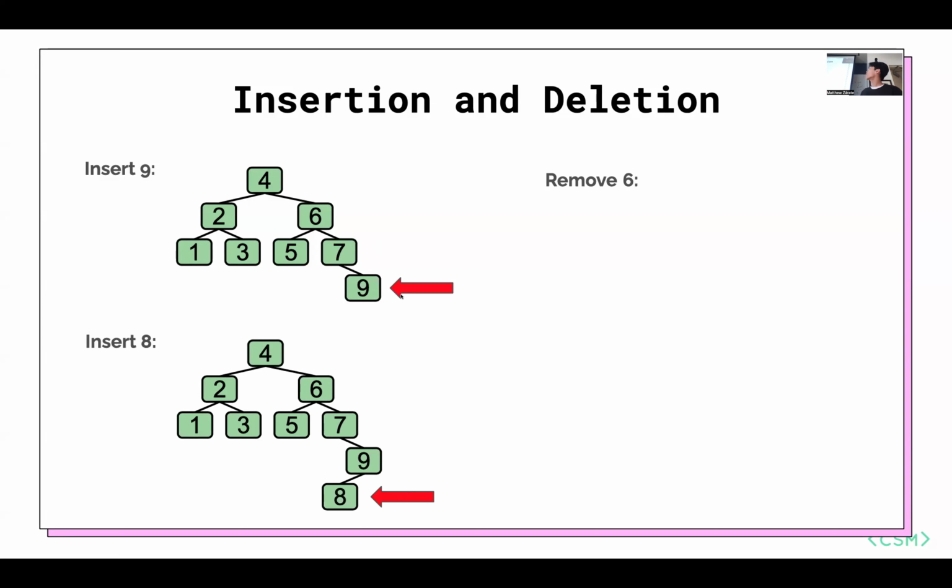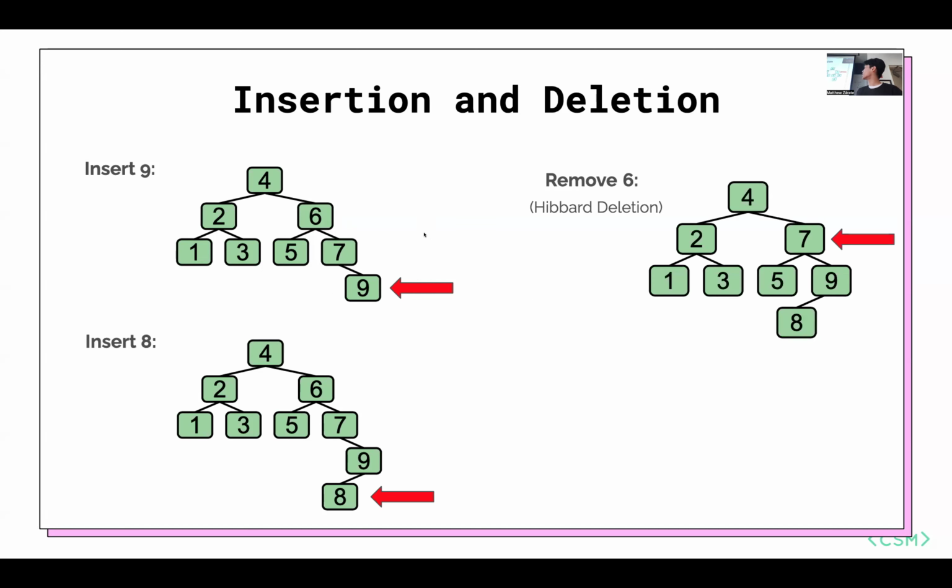All right, now let's go over removals. If we want to remove the node 6 from this tree, we can do something called Hibbard deletion, where we find either the greatest value in the left subtree or the smallest value in the right subtree, and then we replace the value we want to delete with that value, and then we connect all the children nodes of that deleted node to its parent. An example of this: we delete 6, right? We want to delete 6.